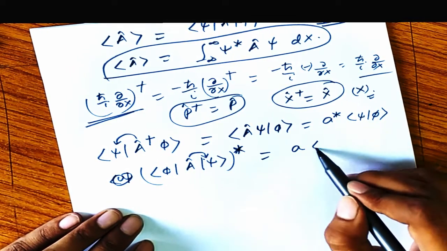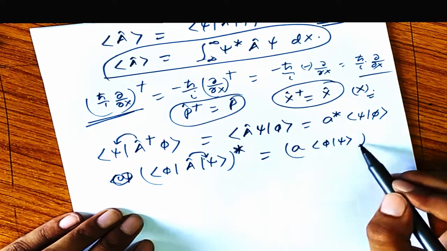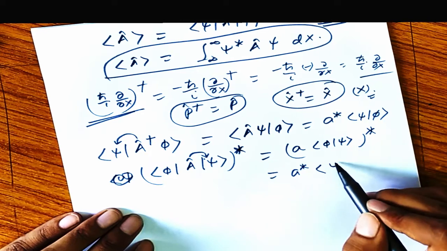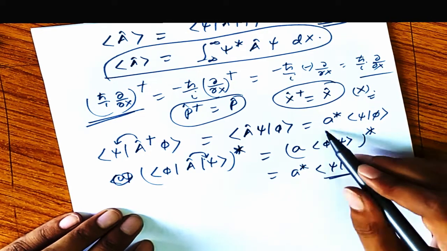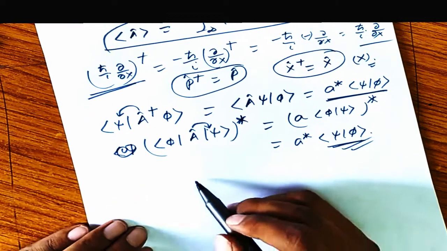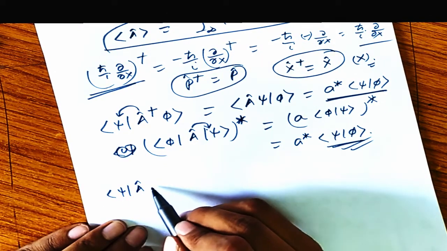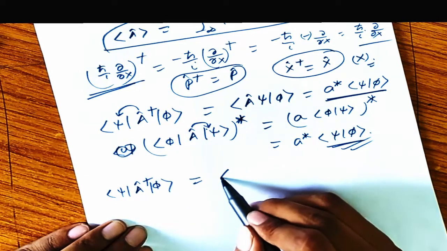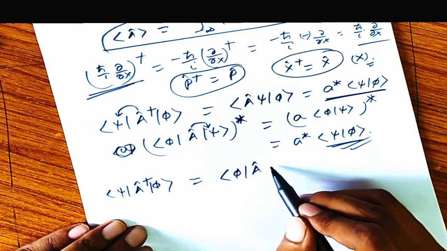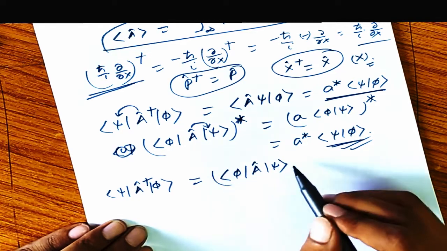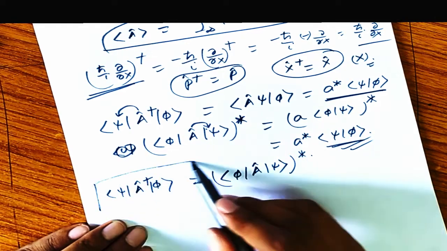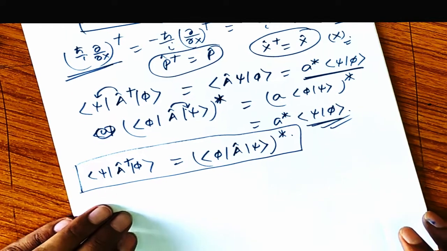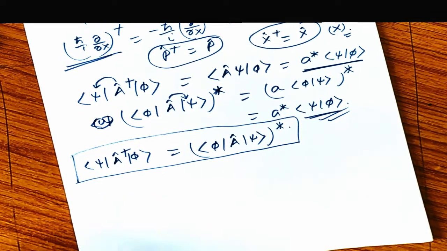So I will get A phi and psi all to the power star. Now A becomes A star and it will interchange psi and phi. So this is the same as this one. So I can say here that psi A dagger phi will be the same as phi A psi to the power star. So you don't have to confuse yourself with this kind of thing, thinking it is something else. Both are the same thing.